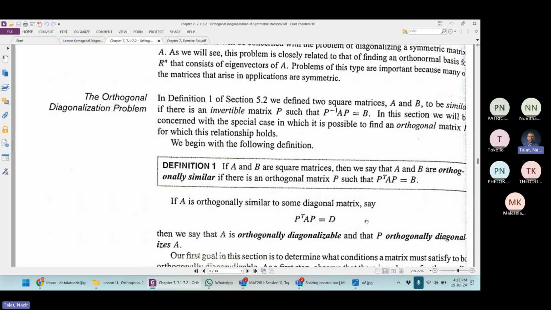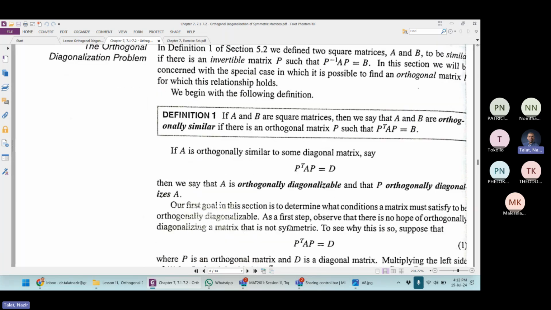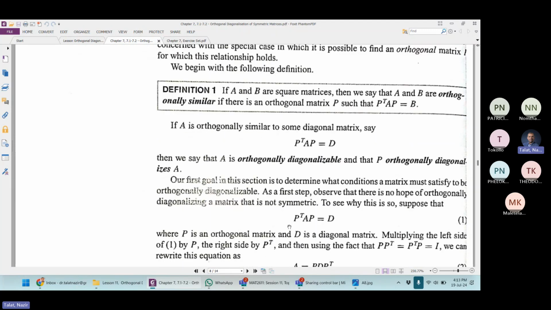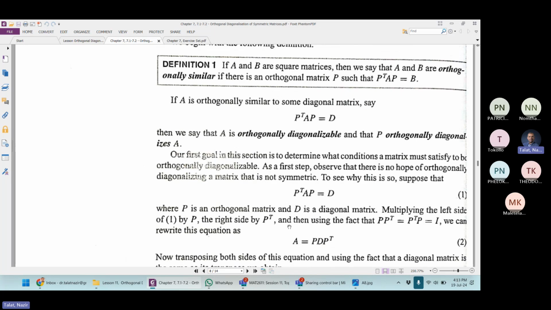But there is one useful thing here: when we talk about P, instead of P inverse we use P transpose. And it will always be orthogonally diagonalizable, because there are some reasons which we will see now, that is, why we call it orthogonally diagonalized.